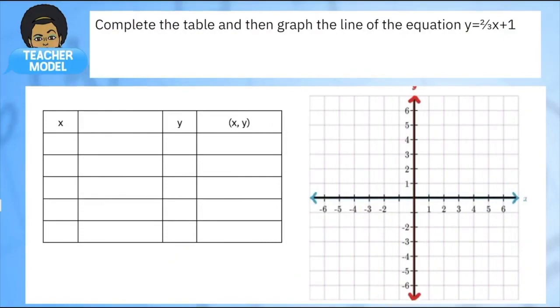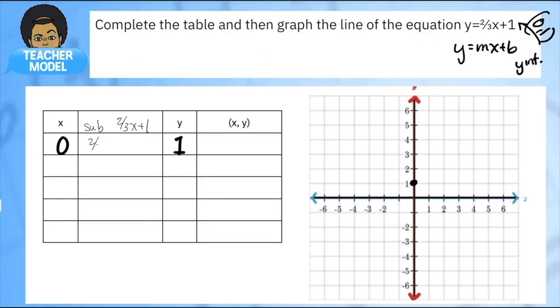All right, we're going to start with our equation, which is already written in y equals mx plus b form. So I know my b is my y-intercept. And since my b is 1, I know my first coordinate is 0, 1. And that makes a lot of sense because when I substitute into 2/3 x plus 1, 2/3 times 0 is just 0, plus 1 leaves me with 1. So that's easy enough to see.